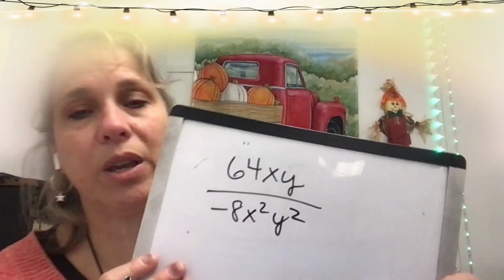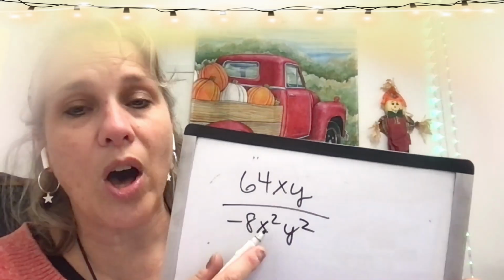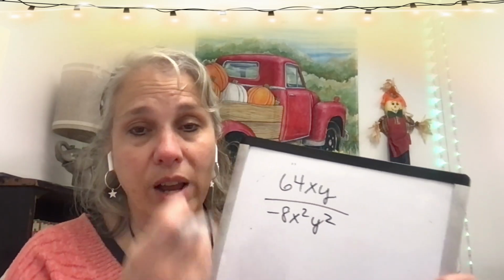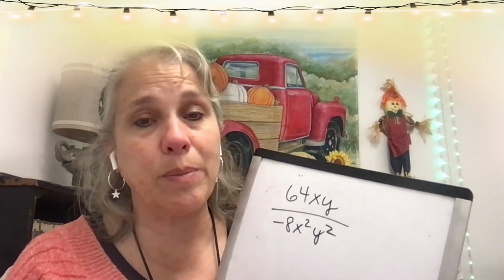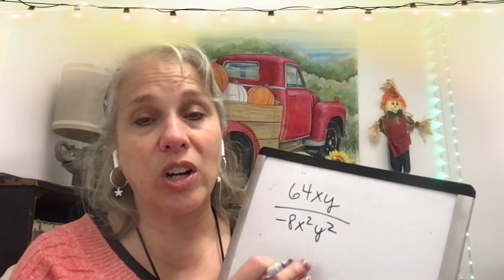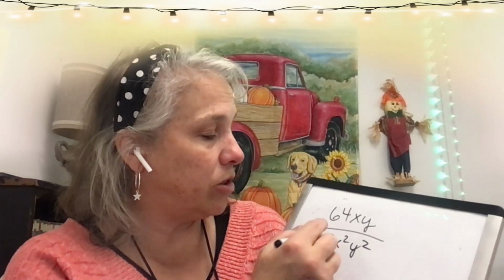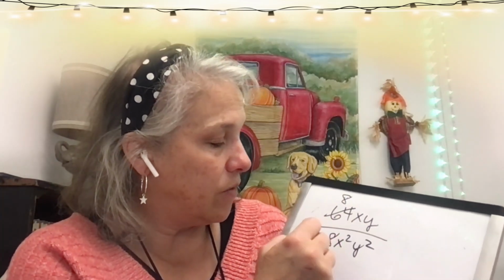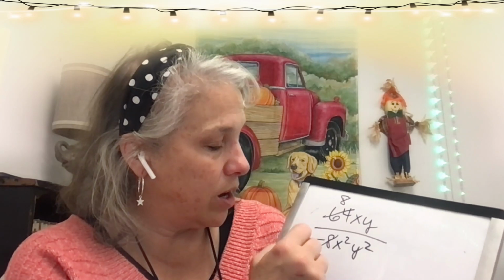Now this one's different because I have a bigger number on the bottom. So if I go 1 minus 2, I get negative 1. So that means I'm going to keep my letter on the denominator. Okay, so I'm going to first do my numbers. 64 divided by 8, I get 8. 8 divided by 8, I get negative 1 here.